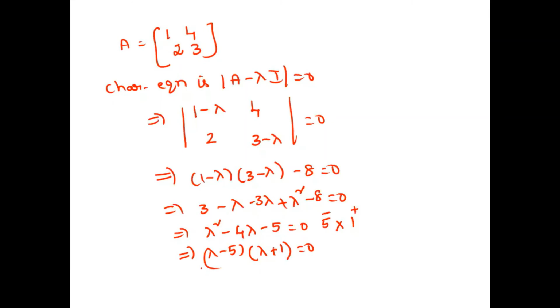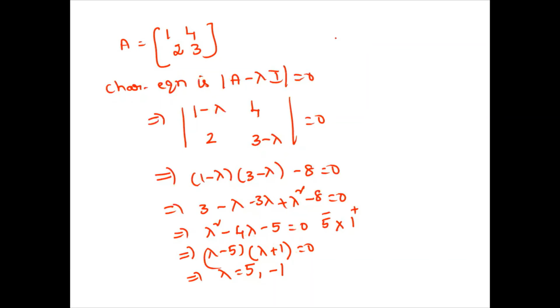Then the characteristic roots are lambda is equal to 5 and lambda is equal to minus 1. These are the characteristic roots. This is a characteristic equation. Lambda square minus 4 lambda minus 5 is equal to 0 is the characteristic equation. From that, these are the characteristic roots.